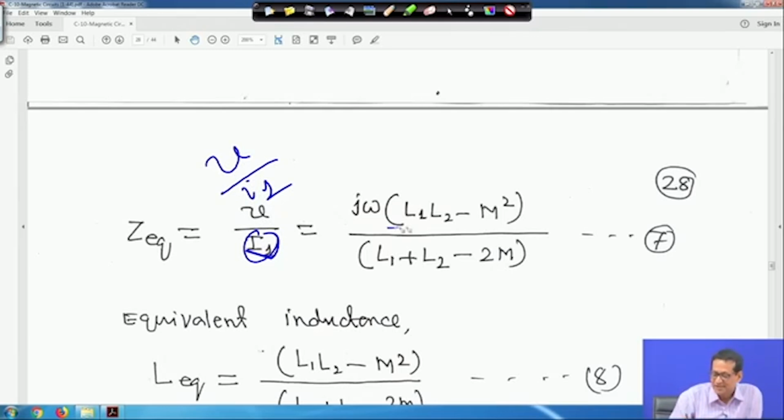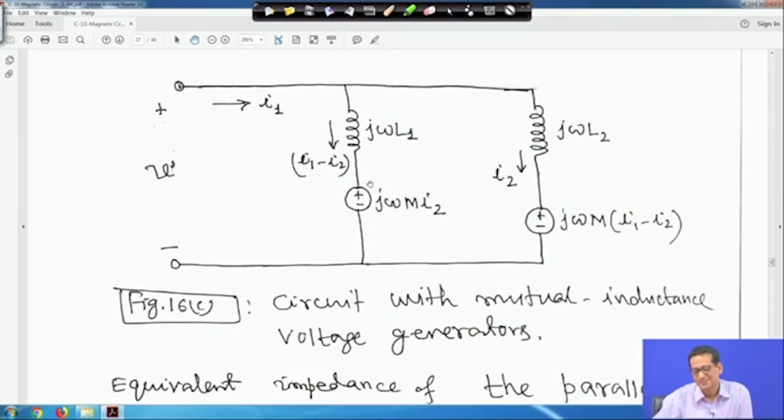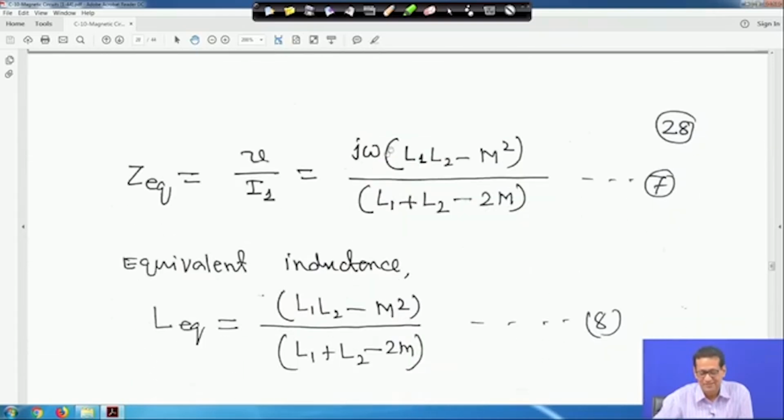If you solve it, V upon I1 will be j omega (L1 L2 minus m square) divided by (L1 plus L2 minus 2m). I suggest you please derive this from the previous circuit. You apply KVL and solve it for V by I1. So, it is small I1, and you will get this.